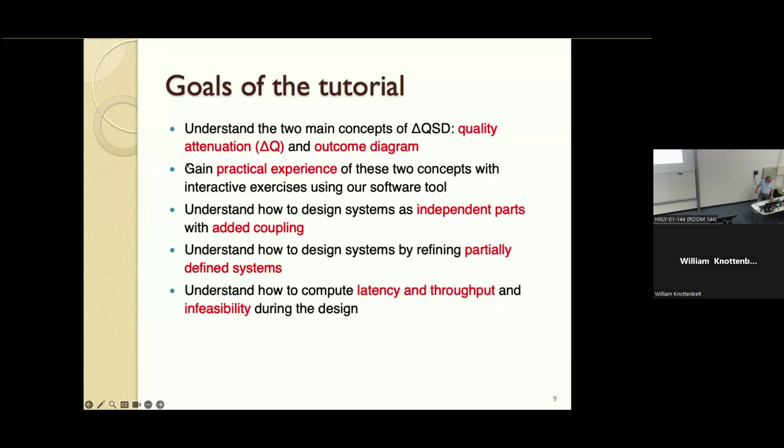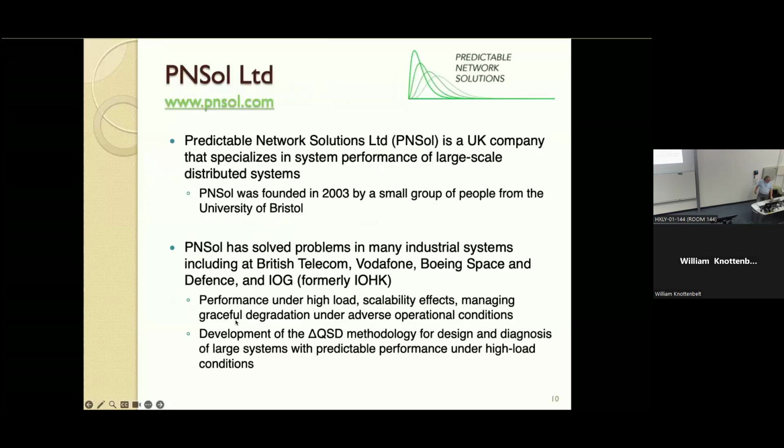And we will give you some practical experience with our software tool, so you can get intuition on how to use this approach and how you can think about systems before building them. Okay, so we will construct systems as independent parts. We will add coupling to that. We look at refining partially defined systems. So the idea is that you don't know everything from the beginning. You only know pieces, and you build as you design the system, but you already want to compute performance and feasibility beforehand.